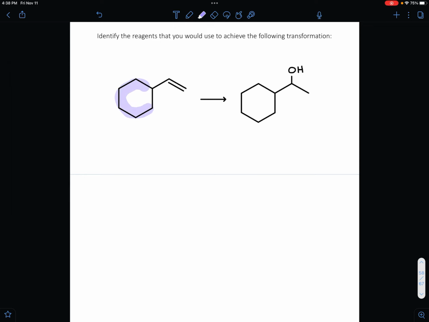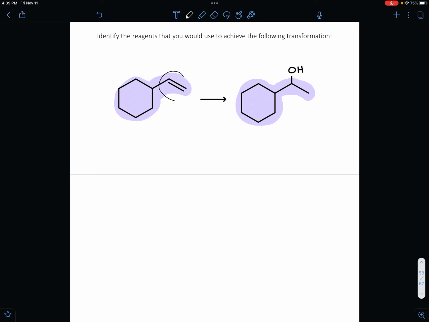In this synthesis problem, they're giving you a molecule to start with, and they're telling you what you want that molecule to turn into. And what you have to do is figure out what you would need to mix that molecule with in order to make this transformation happen.